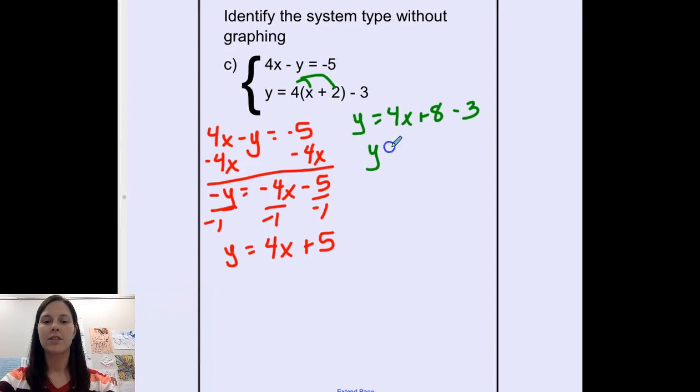And combine our like terms to get 4x plus 5. Notice that the slope and the y-intercept of these lines are the same. So they're the same line, so they have many solutions.